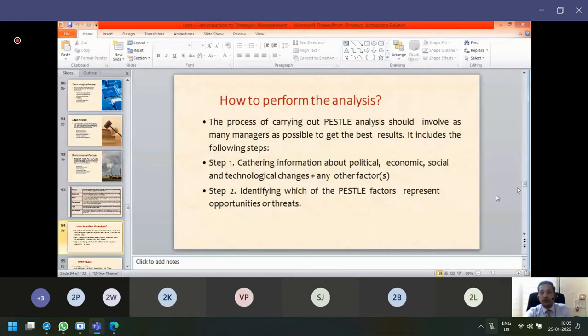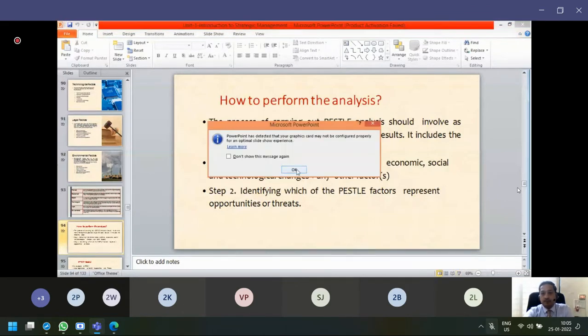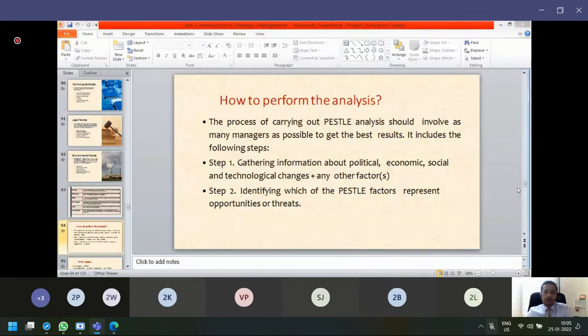Going further, we'll have to understand how we perform this PESTLE analysis. This process of carrying out PESTLE analysis should involve as many managers as possible to get the best results. So for this analysis, we'll have to involve the managers, and there are two steps. First step, that is gathering the information.